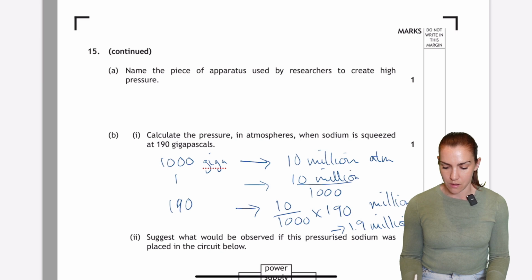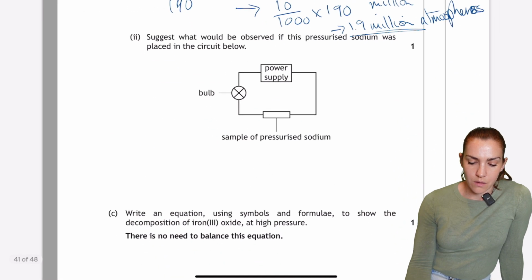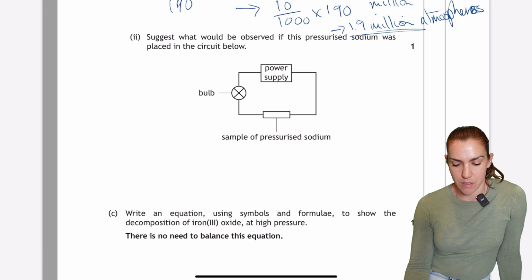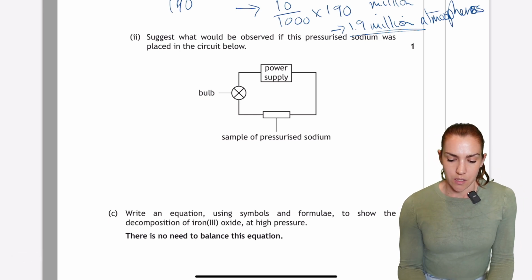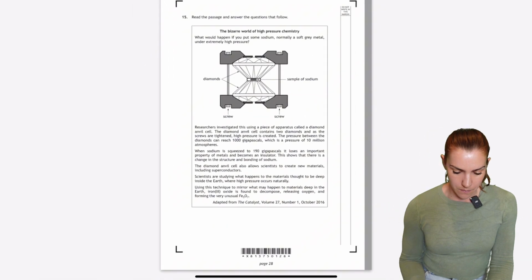Because the units are given to you in the question, again, you don't need to write them, but if you do, just make sure they're correct. Suggest what would be observed if this pressurized sodium was placed in the circuit below. This circuit is assessing conductivity. So if we look, there must be something in the passage that tells us about the conductivity.